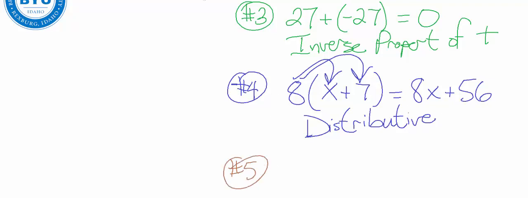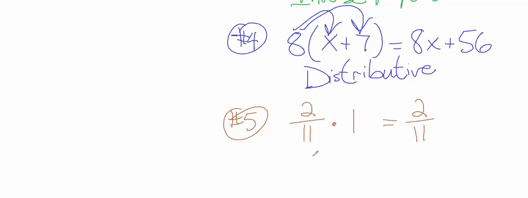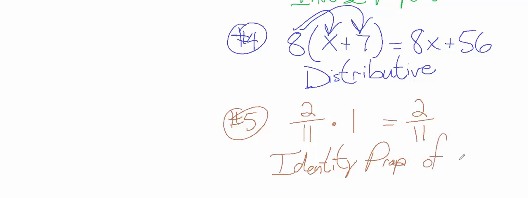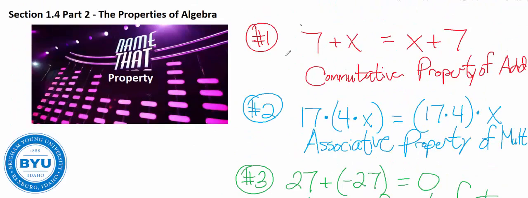Number 5, here it is. This is the last one right here. 2/11 times 1 equals 2/11. Pause the video. Let's see if you can name that property. Okay, so we started with 2/11. We times it by a 1. We still have 2/11. So we didn't do anything. In fact, it kept its same identity. This is the identity property of multiplication. Well, there we go. Okay, we did 5 of them. Nice work playing Name That Property.